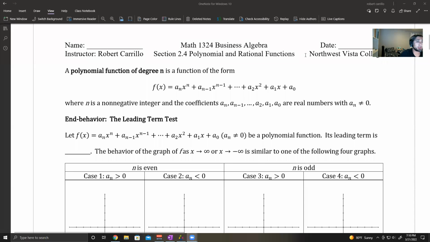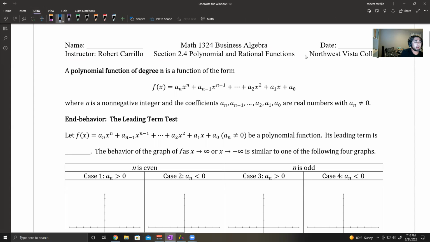Okay, cool. So today we have polynomial and rational functions. So we're going to learn characteristics about polynomials. We're going to learn characteristics about rational functions. So we first start off with the polynomial function.